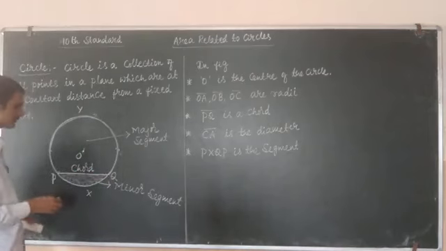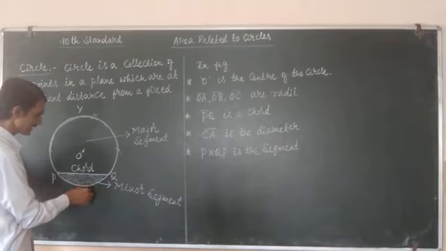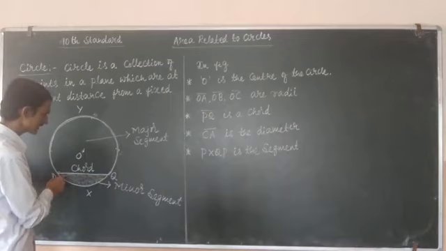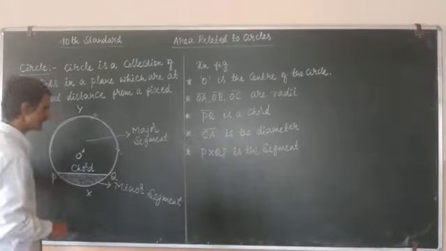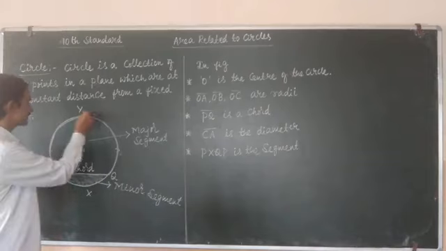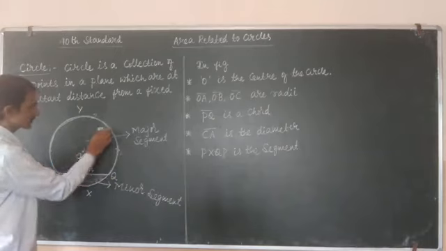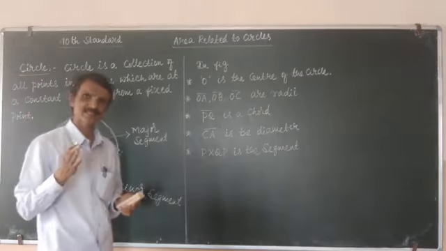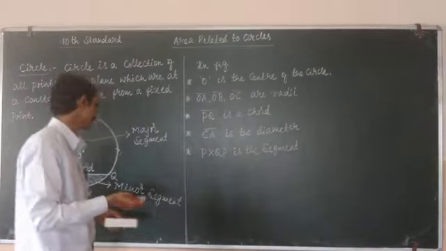So the area bounded by the minor arc and the chord is called a minor segment, and the area bounded by the major arc and the chord is called a major segment. Okay students, another one.